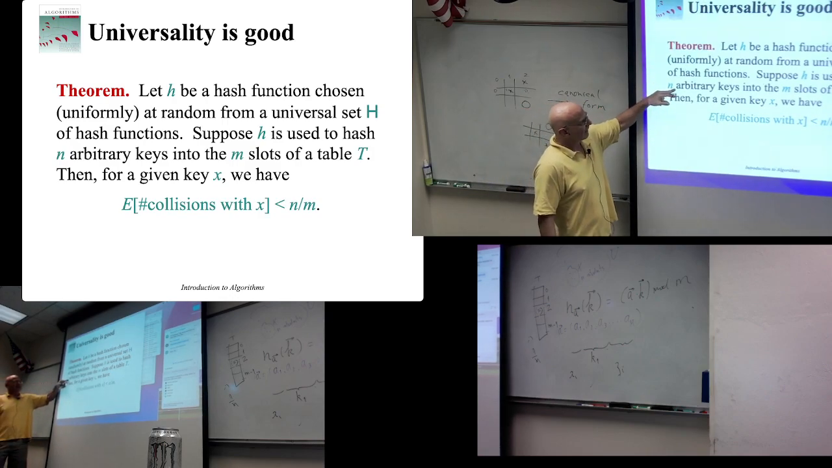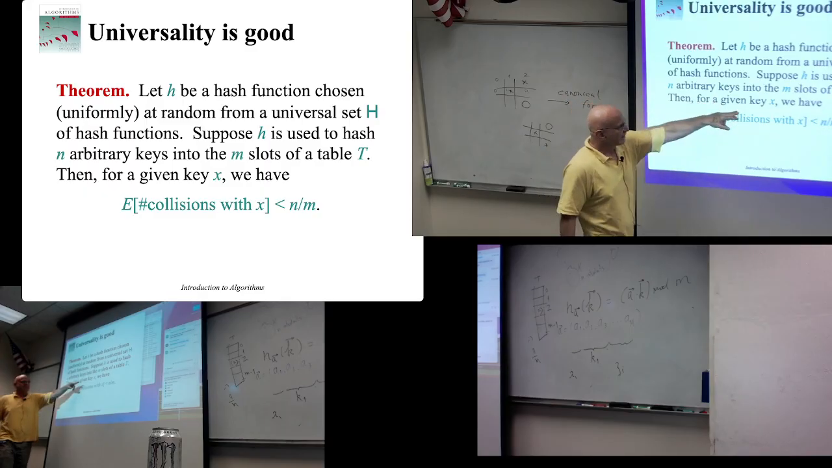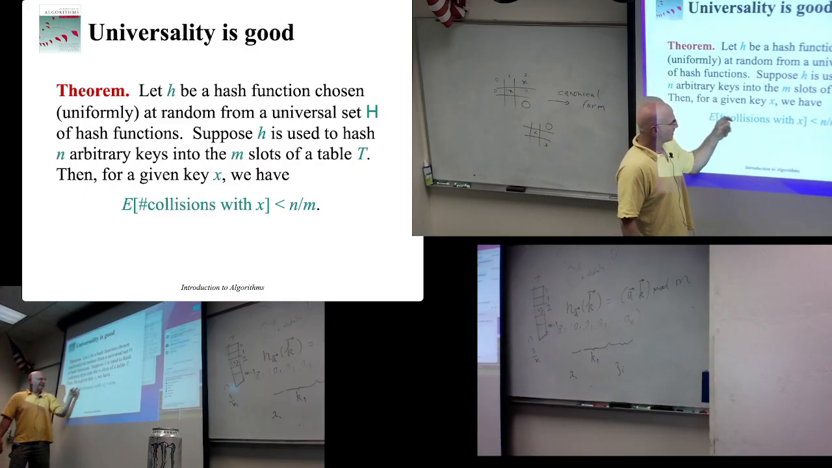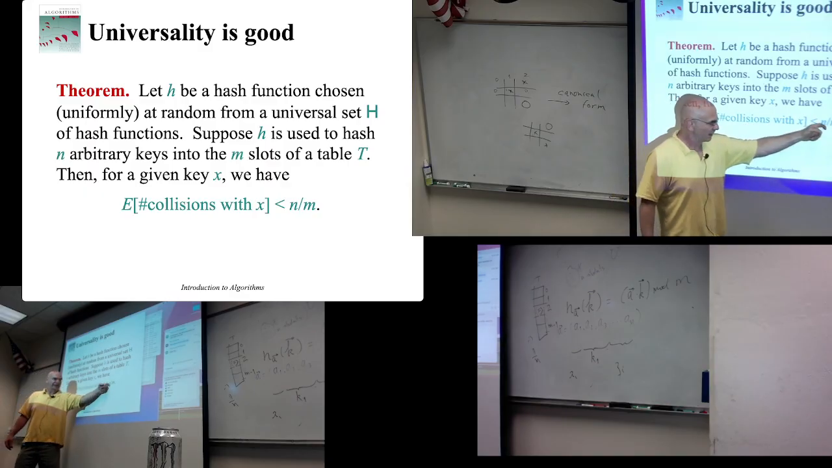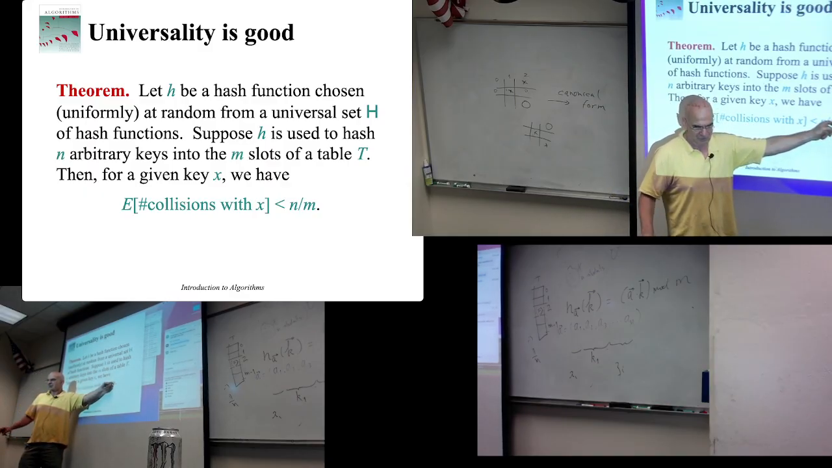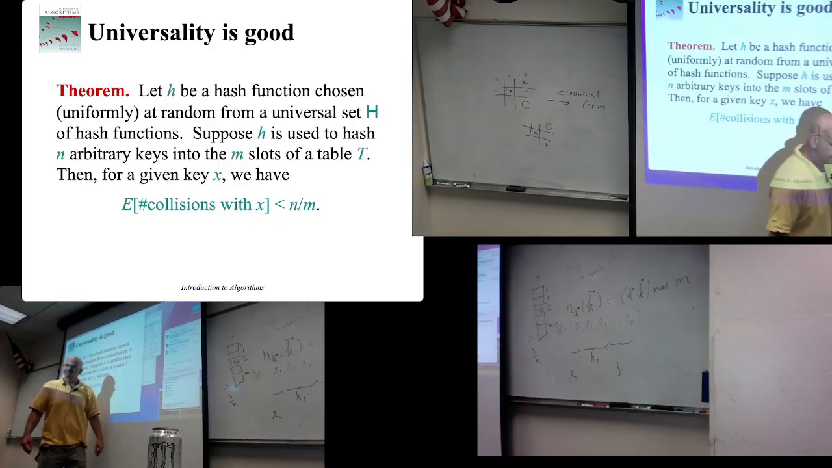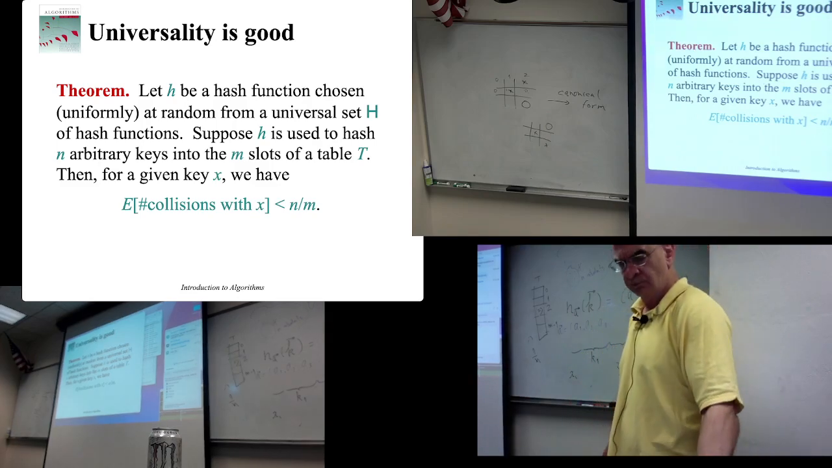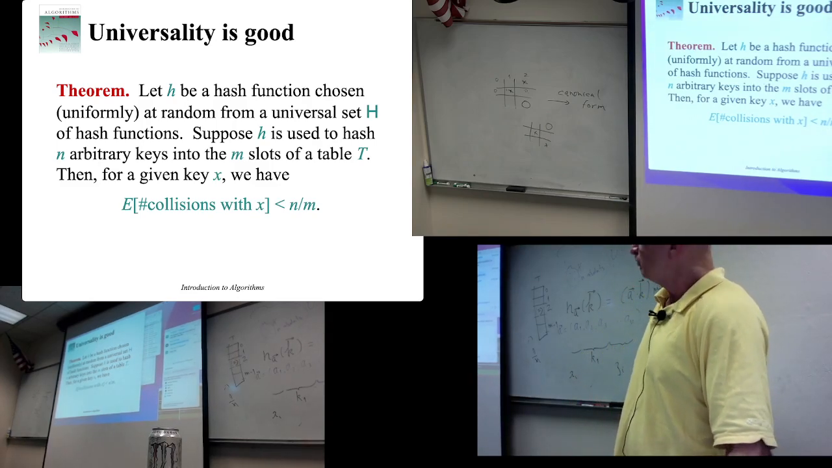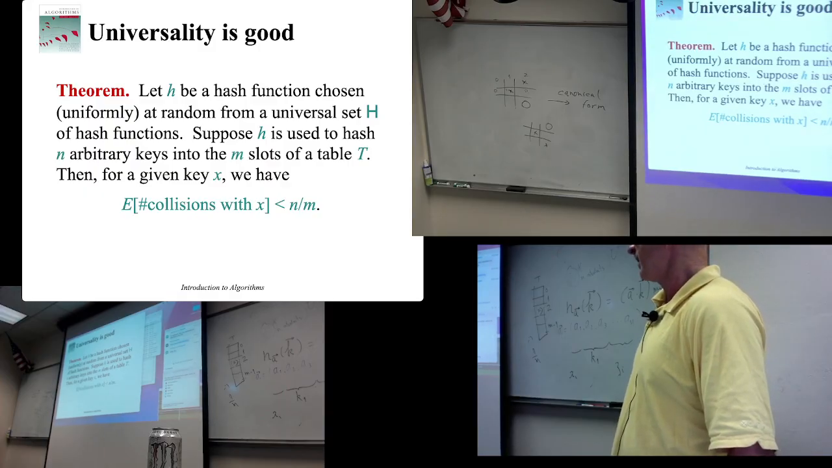And now I think about n arbitrary keys, and I'm mapping them into the m slots of the table. Then if I pick one key x, the expected number of other keys that collide with x is less than n over m. We saw it already when we had only alpha and beta, but it's true in general. X, in most cases, will find itself in a cell alone.